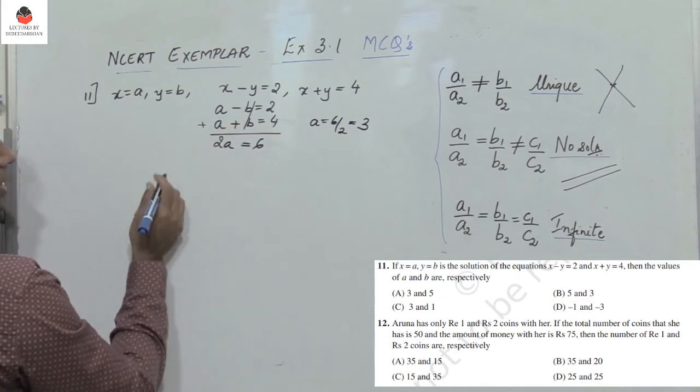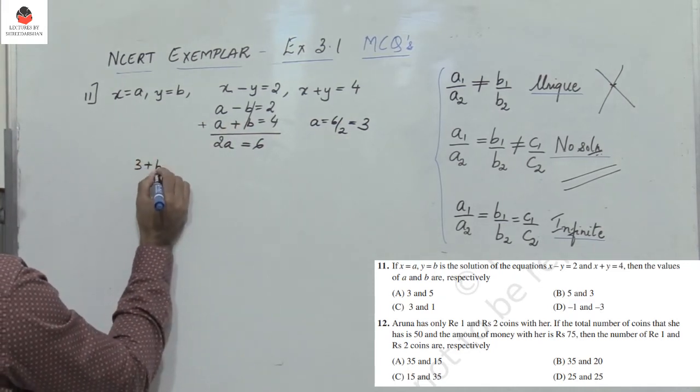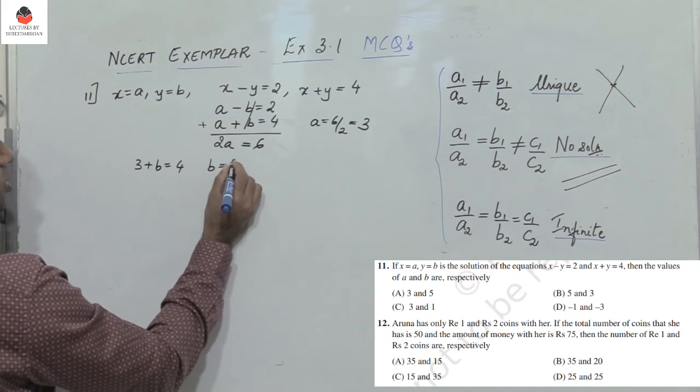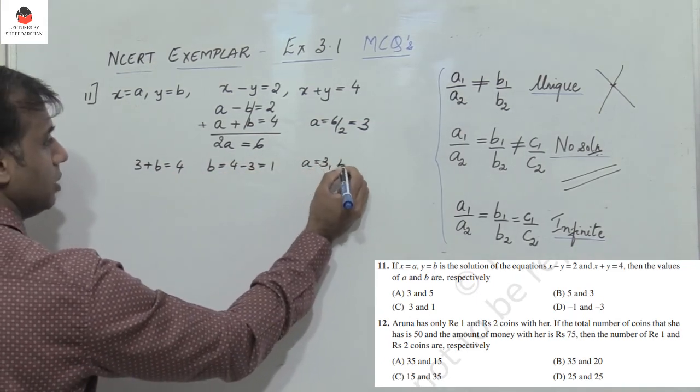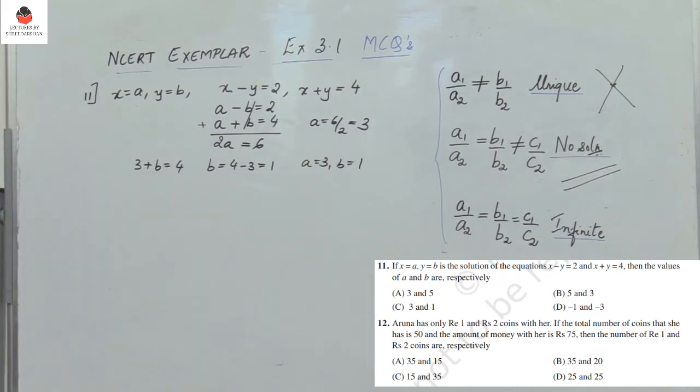Put the value of A here. So 3 plus B equals 4, or B equals 4 minus 3, which is 1. So A is 3 and B is 1. So if A is 3 and B is 1, it corresponds to option C.